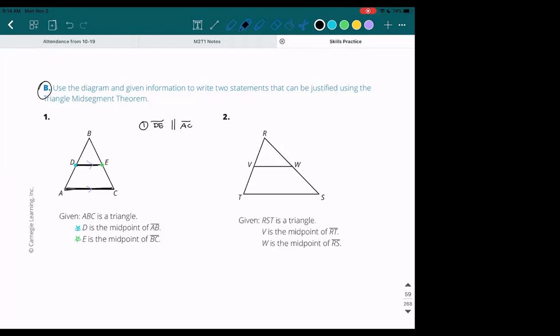The second statement is that you have pairs of equal sides. So over here, we have that AD is the same length as DB, because D is the midpoint of AB. We can also write BE and EC are congruent.